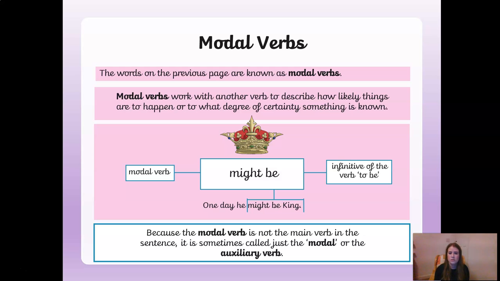Now, because the modal verb is not the main verb in that sentence, obviously be is going to be our verb in that sentence. This is just known as the modal. So might is just known as a modal. When we add it with be, that phrase becomes a modal verb.